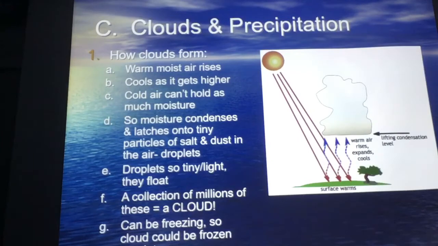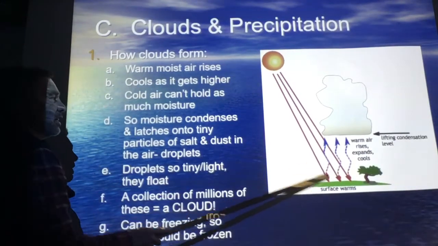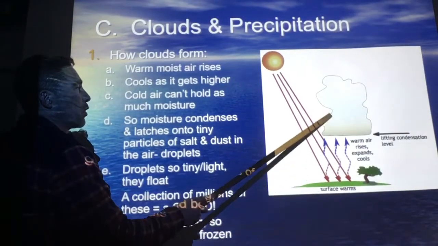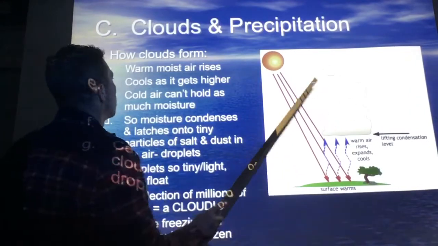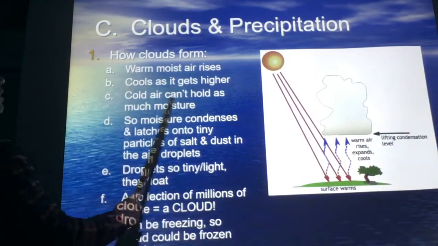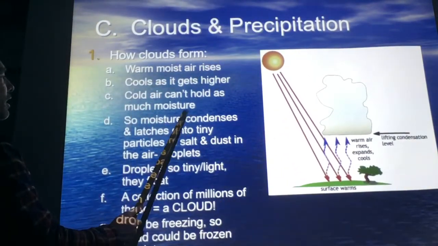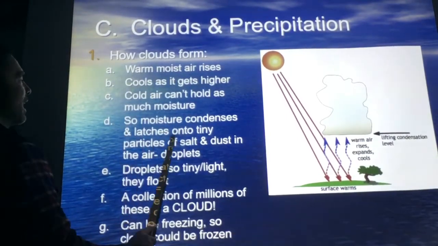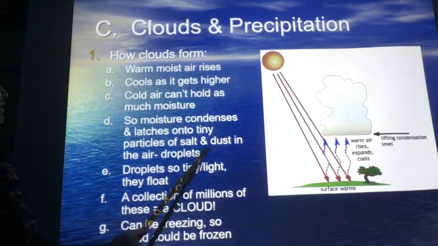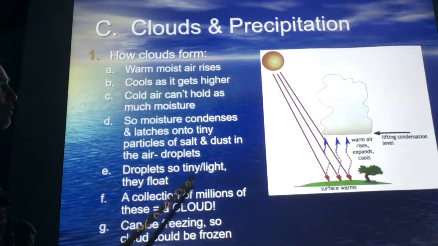Clouds and precipitation. So the next phase of notes here is how clouds form. Warm, moist air rises. So when the warm air is down here, you don't see it as a cloud. But when it goes up, it cools, and those little water vapors condense and make little droplets and form a cloud. The cold air can't hold as much moisture because it's slow and they condense. So moisture condenses and latches onto tiny little particles of salt and dust in the air, and they form droplets.